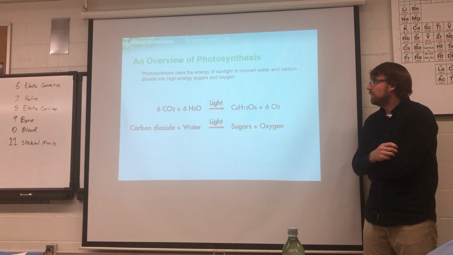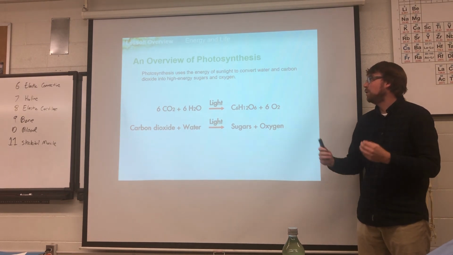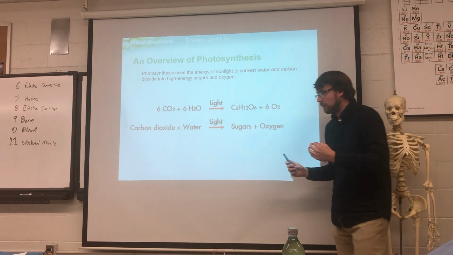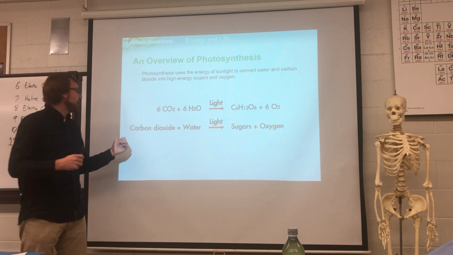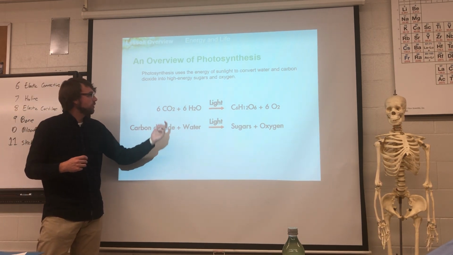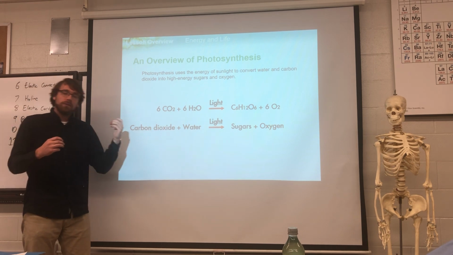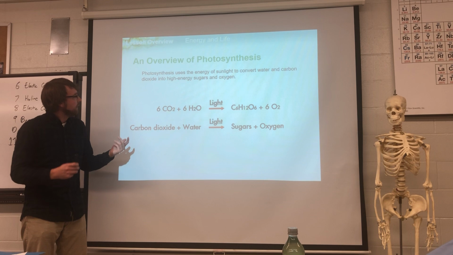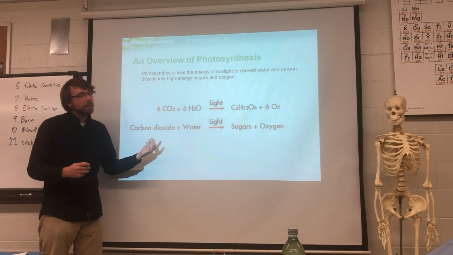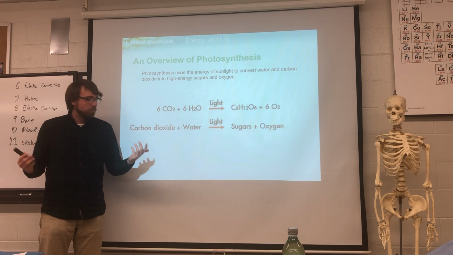So photosynthesis uses energy of sunlight to convert water and carbon dioxide into high-energy sugars and oxygen. This reaction you need to know. You need to know this reaction in words. You need to know this reaction in symbols. You need to know this reaction forwards, and you need to know this reaction backwards, because backwards it's cellular respiration. This is the fundamental way that energy is stored and transferred in living systems on our planet.